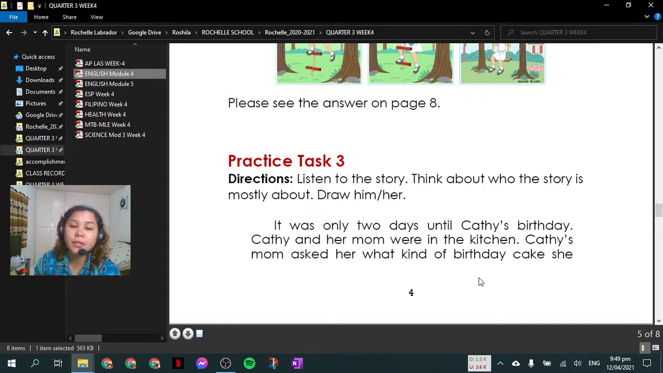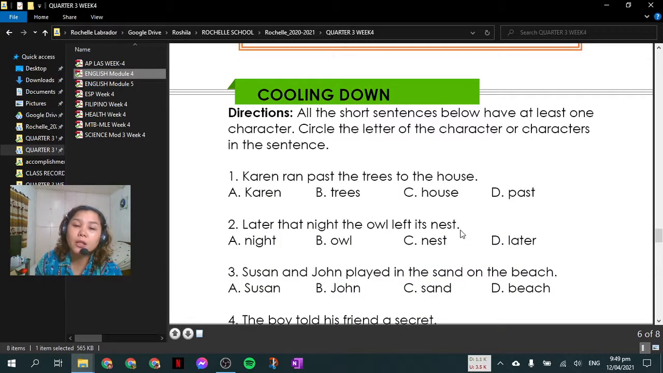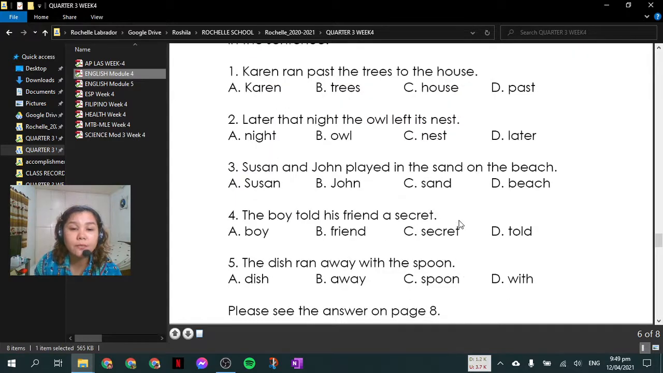And then, practice task 3: listen to the story, think about who the story is mostly about, then draw him or her. So, you listen to the story and then what can you picture? What kind of character? What did you imagine? What might he or she look like based on the story? And then cooling down: circle the letter of the character or characters. You have choices A, B, C, or D.